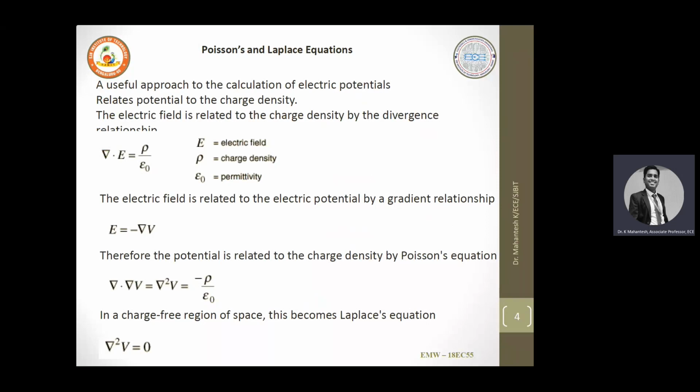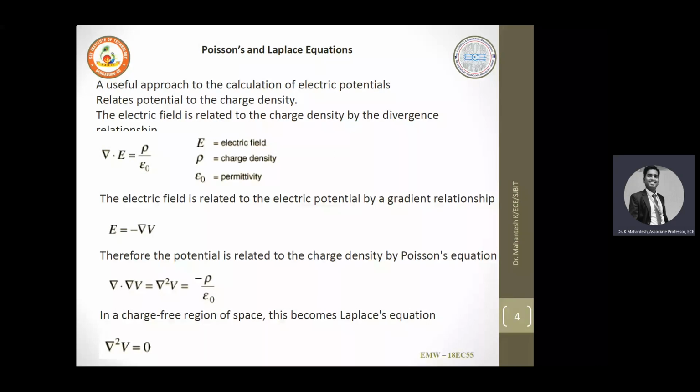Most of the time we call these kinds of problems boundary value problems, and the solution to obtain the potential is by applying Poisson's and Laplace equations. A useful approach to calculate the electric potential relates the potential to the charge density through the concept called divergence.